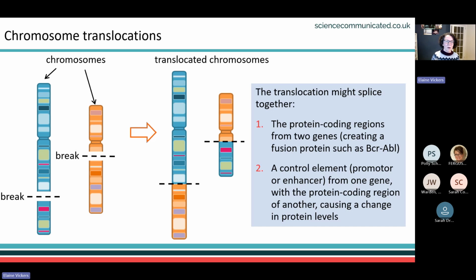examples. So chromosome translocations are when two chromosomes break. The cell tries to repair things and put them back together, but it gets things the wrong way around. You might end up with two genes from two different chromosomes ending up on one chromosome, and instead of making two separate proteins, the cell makes one long fusion protein. An example being the BCR-ABL fusion protein we find inside the cells of chronic myeloid leukemia.